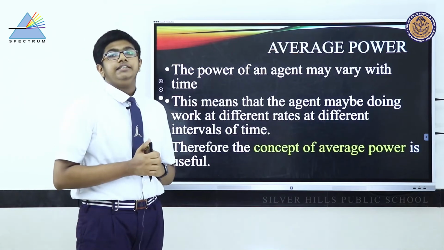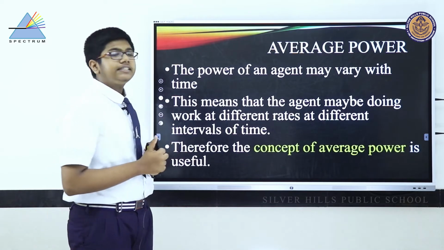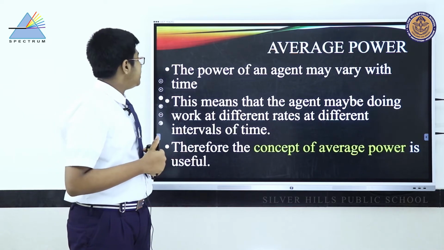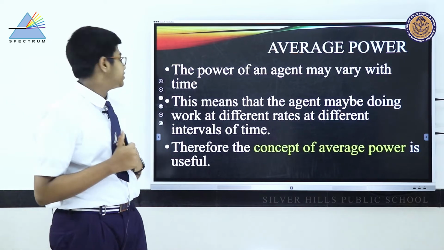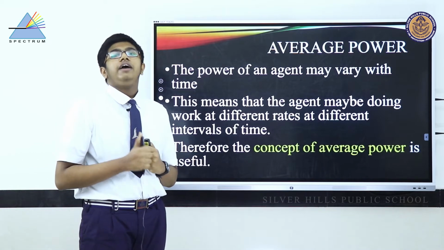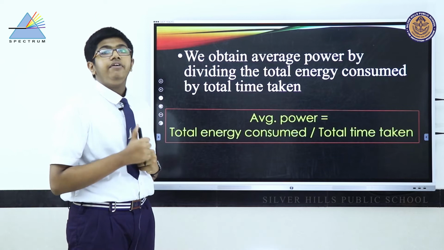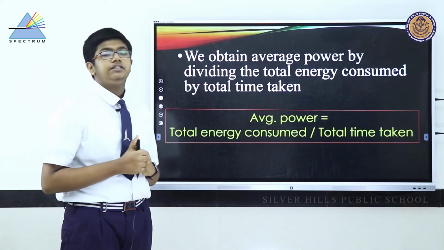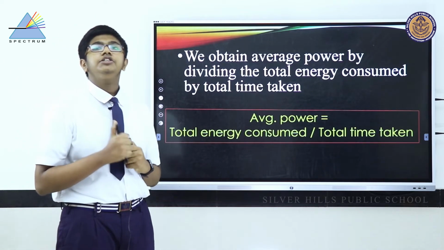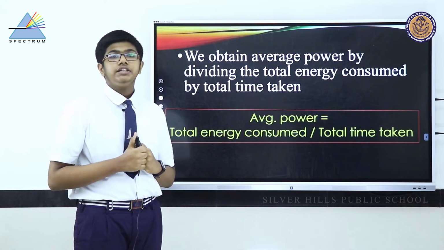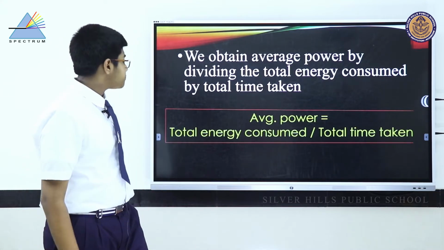The power of an agent may vary with time. This means that the agent may be doing work at different rates at different intervals of time. Therefore, the concept of average power is used. We obtain average power by dividing the total energy consumed by the total time taken, that is, average power is equal to total energy consumed by total time taken.